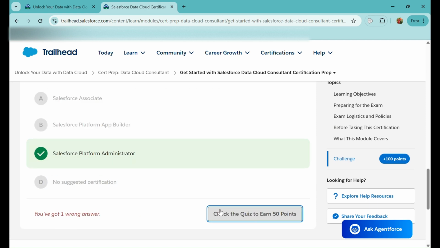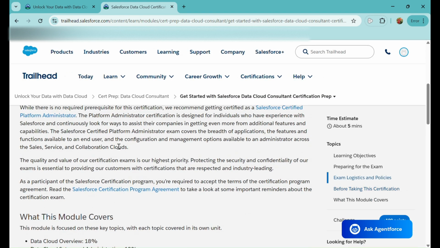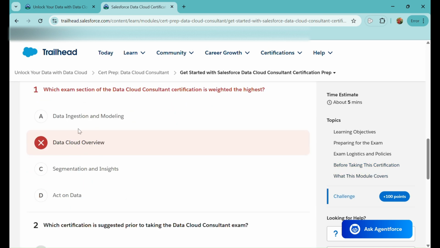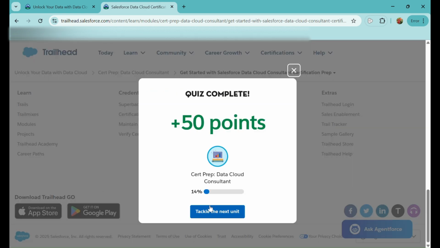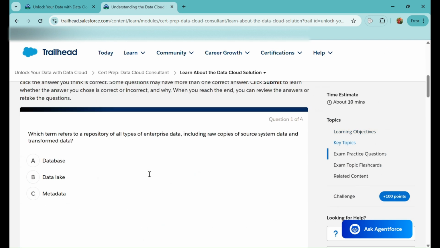Let's check. Okay, first one is incorrect. Weighted the highest. Let's go. Okay, so we are having segmentation and, okay, so data ingestion and modeling is the correct one, A. So yeah, let's move on to the next unit, that is learn about the data cloud section.